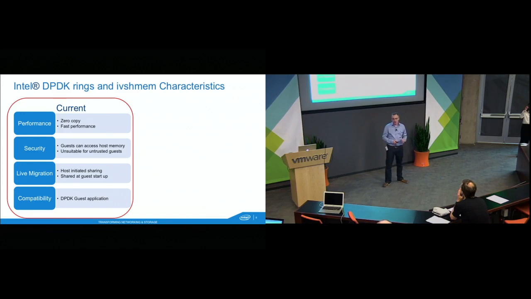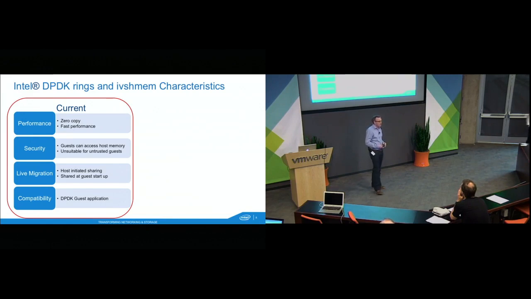In terms of compatibility, we saw that the OVS client in the guest has to use the DPDK ring API in order to access the packets. So the guest application would need to be a DPDK-enabled application, and obviously that means you wouldn't have access to any kernel features you wanted to have.